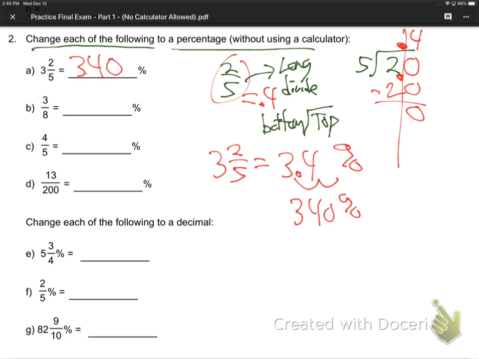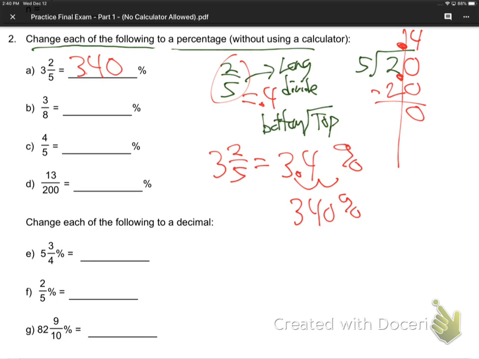Did that make sense? So I first made it a decimal by long dividing bottom into the top. And once I have a decimal, when you put the percentage on there, it pulls it 2 places to the right. That's what the 2 zeros remind you. Now, if you take off a percentage, that's when it goes back 2 places. We'll do those in a minute.